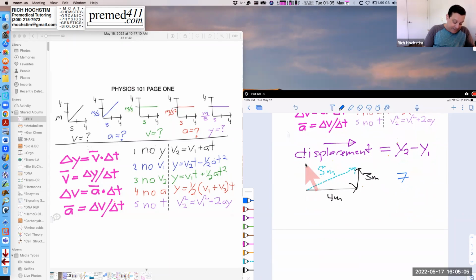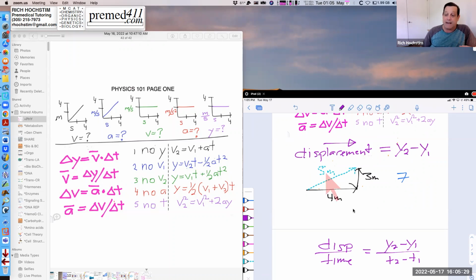Then what we have is velocity. Now with velocity, what happens is you're taking a look at the displacement and you're dividing it by time. So you may define velocity as y2 minus y1 over t2 minus t1. And one way of looking at this is that it's a slope. So right over here, we see the meters and we see the seconds.